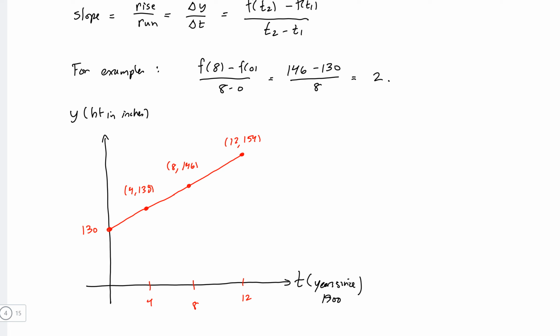Now, of course, there aren't any actual values for the Olympics here in between these points. So for our actual data, we would just have the 4 dots. But since we're modeling it with the line, this line here is the function y is equal to f of t, which is 130 plus 2 times t.